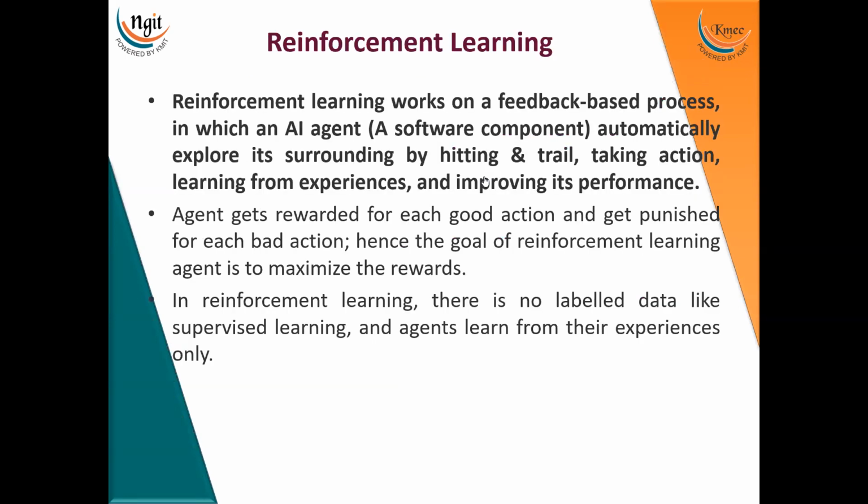And the last type of machine learning is reinforcement learning. It works on a feedback-based process in which there will be an agent. An AI agent will be there. The agent is nothing but a software component. It automatically explores its surroundings by hit and trial, taking some actions, learning from experiences, and it is going to improve its performance. It uses a hit and trial method, takes some actions, learns from past experiences, and improves its performance. That is exactly how reinforcement learning works.